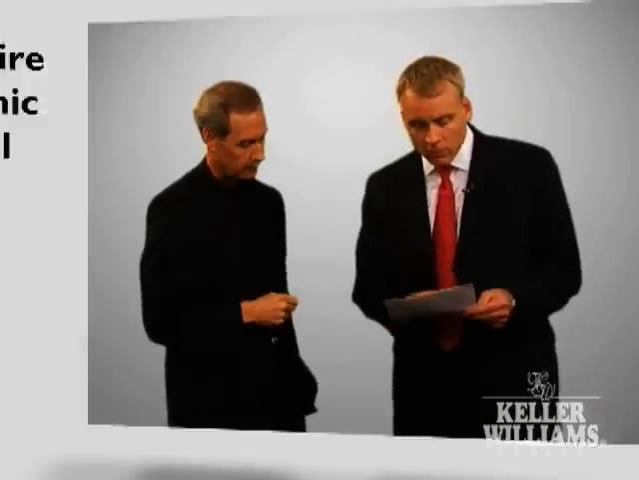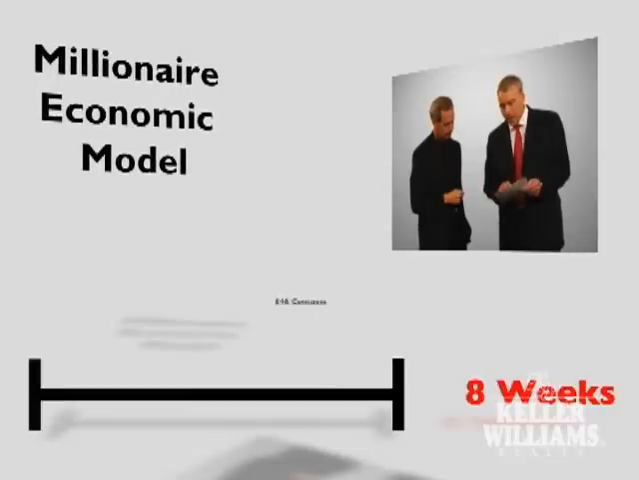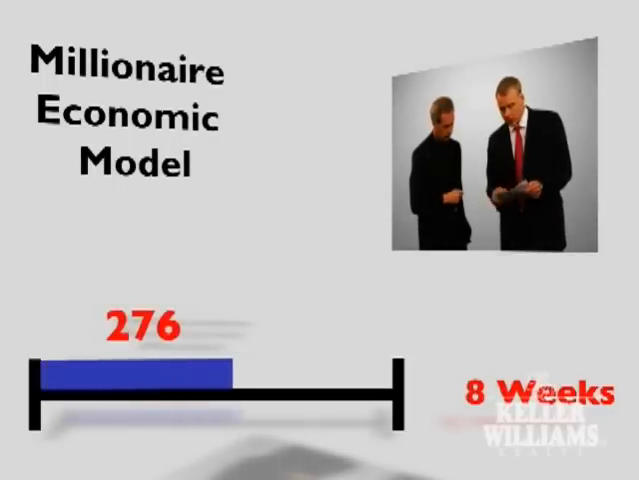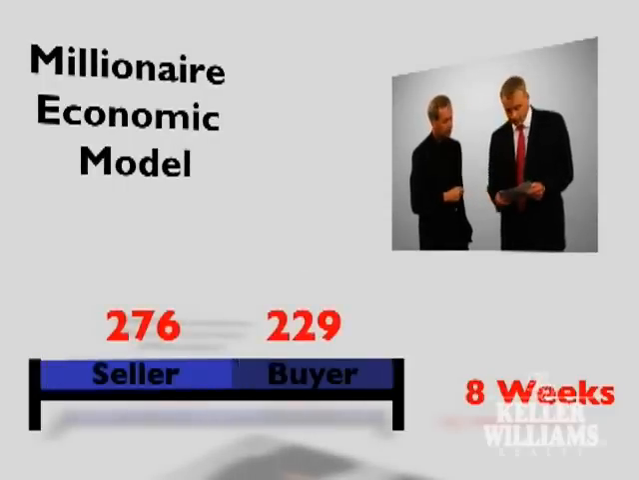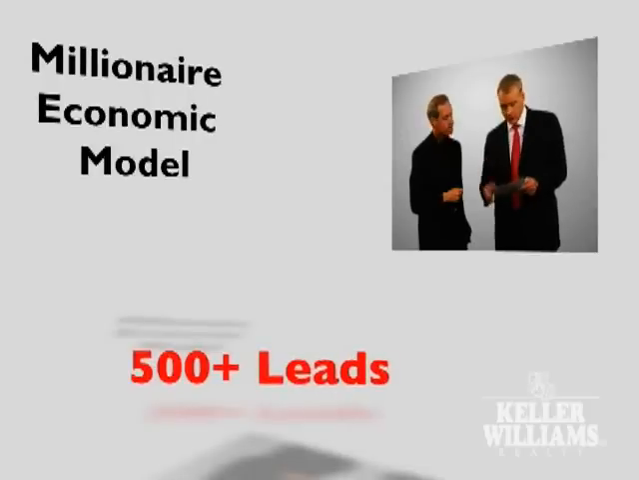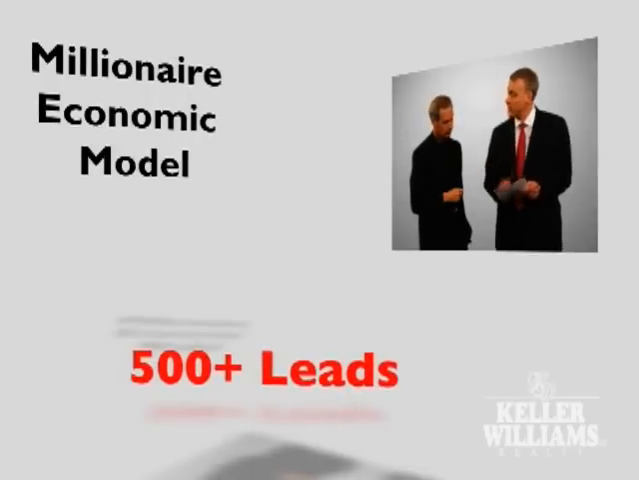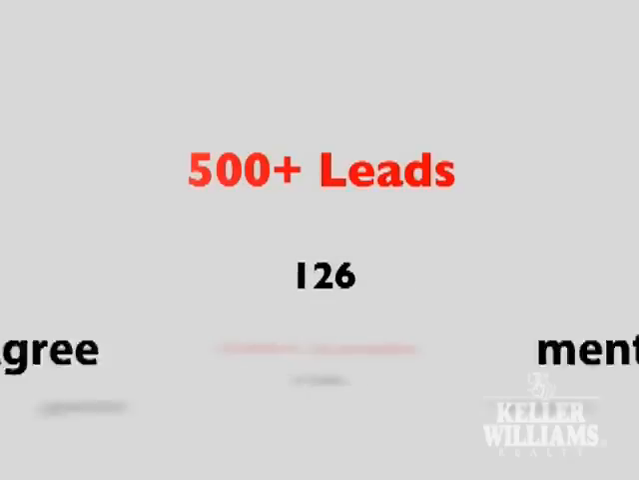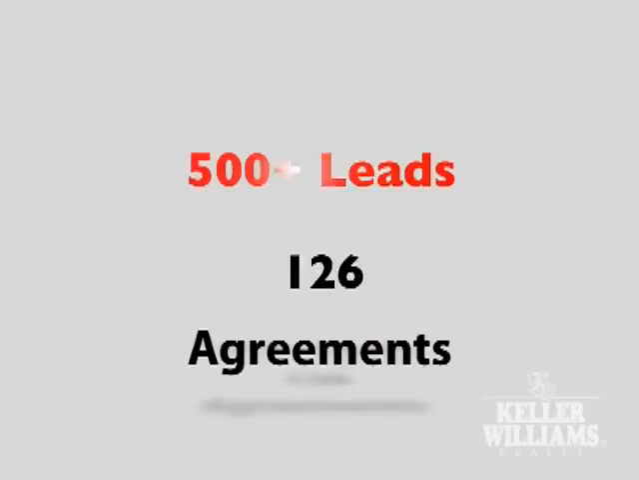All right. So this group of students over 8 weeks made 846 contacts. From those contacts, they got 276 seller leads and 229 buyer leads. So around 500 total leads. Now, from those, they got 66 listings taken. Let me back up. They had 846 contacts, and that generated about 500 plus buyer and seller leads. That's a pretty good ratio. So they worked those leads, and they got 66 listings taken and 60 agreements to do business with buyers. So that's 126 agreements to do business with buyers and sellers, out of about 500 or so leads.